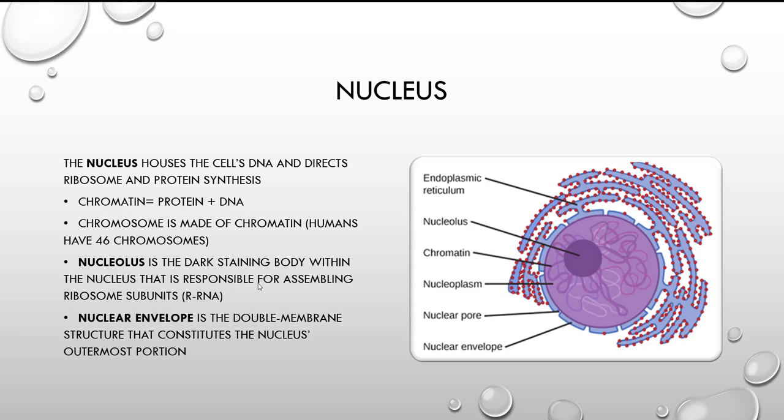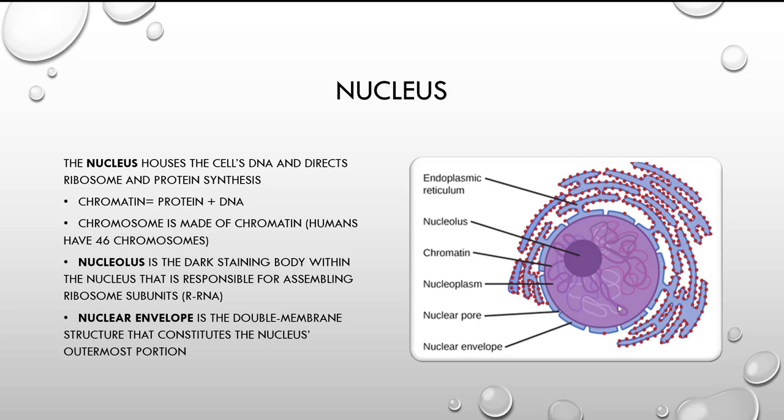So let's start out with the nucleus. Now I like to think of the nucleus as the boss of the cell, okay, or the CEO of the cell, or whatever you want to think of it, because it houses the DNA. So this is going to be where our genetic information is. And it directs the ribosome, it basically directs the cell to make proteins, okay? It directs ribosomes and protein synthesis.